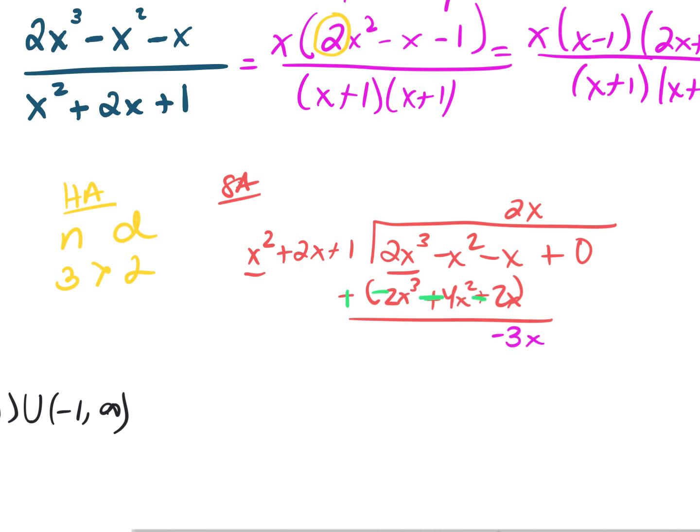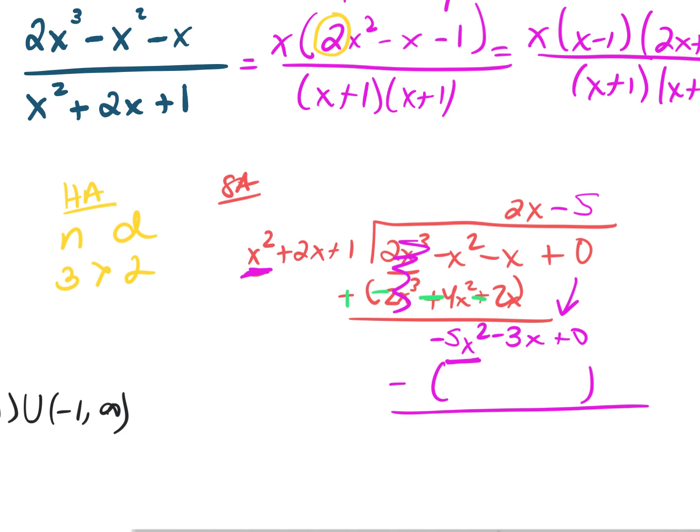Negative 3x. What happens with negative x squared and negative 4x squared? Negative 5x squared. And then what happens with my x cubes? They cancel. And we do what with the 0? Bring it down. First term, guys, into first term. X squared into negative 5x squared: minus 5.